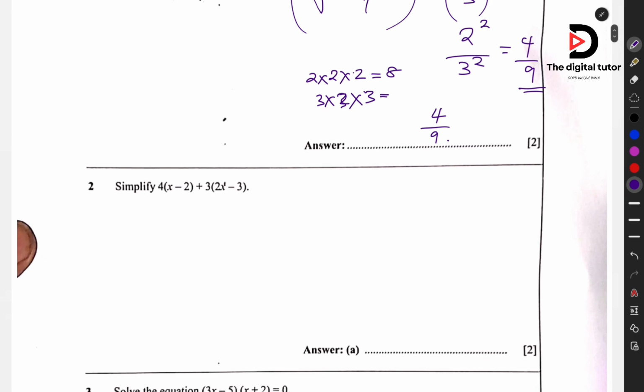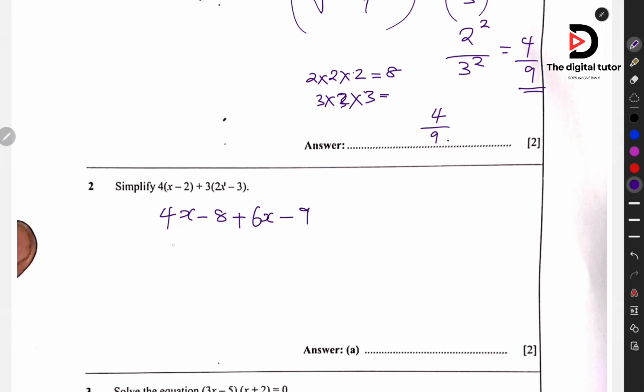The second question, simplify. When you are given a question to simplify, the first thing you should consider is getting rid of the brackets by multiplying. So 4 multiplied by x is 4x. 4 multiplied by negative 2 is negative 8. Then 3 multiplied by 2x is 6x. Then 3 multiplied by negative 3 is negative 9.